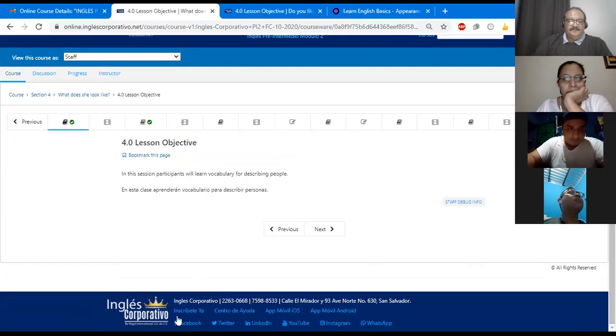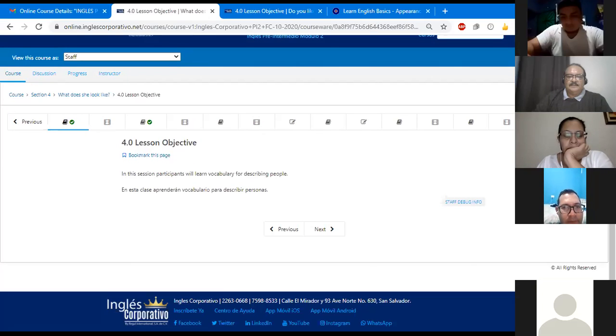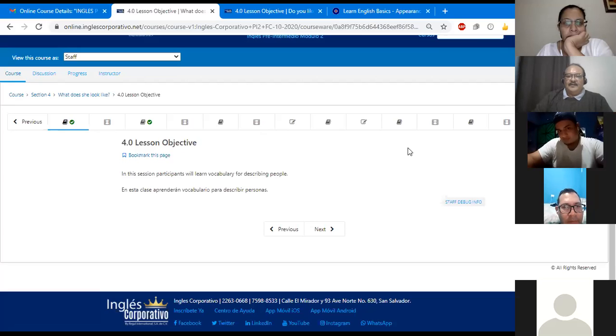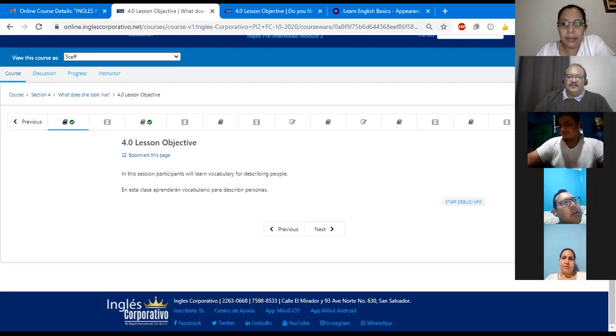What do we have in this session? We are going to learn vocabulary for describing people. What kind of vocabulary do you think it is? Tall. Short. So we're going to talk about height. We're going to talk about physical appearance, right? Weight, exactly. What else? Age, color of the hair, complexion, yes, color of eyes, correct. So this is the kind of vocabulary that we are going to use to describe somebody's physical appearance, right?